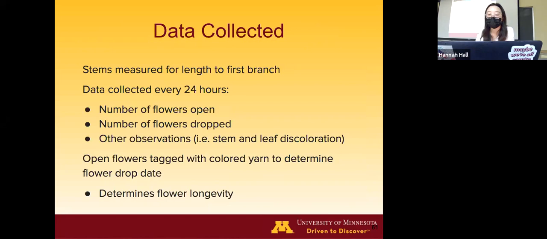So we measure the stems for length to first branch because the longer the stem, the more valuable the stem is. Data is collected every 24 hours, and we are looking at the number of flowers that open in a day, the number of flowers that have dropped, and then any other observations, such as stem and leaf discoloration. Open flowers are all tagged with a different colored yarn based off of what day they opened. And so this helps us to later go back through and determine what the flower longevity for a stem is.